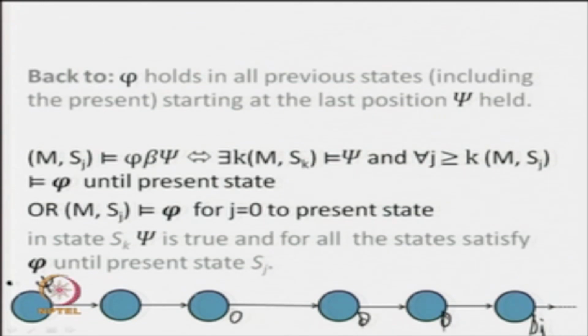So, if we are going to get this particular model, say in some state psi holds in the past, and from that particular state to the state of my concern, say S j, in all the states in between these two states phi holds, including S j, because we are saying that j is greater than or equal to k, then we can say that in the state S j this particular back to holds. That means phi back to psi holds in this particular state. So, we can mark this particular state with phi back to psi.